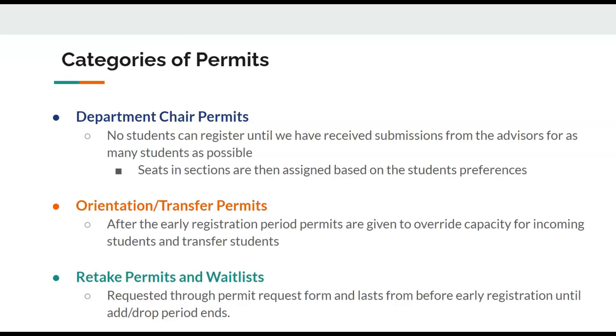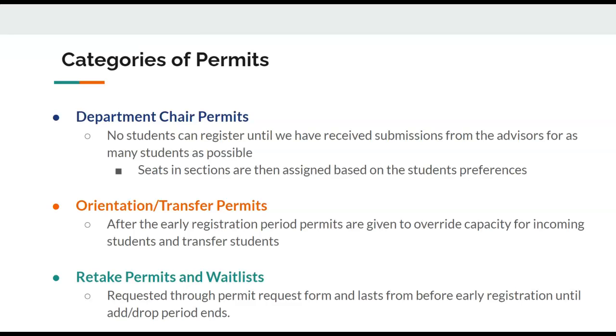Students can't register for these classes without a permit. We receive submissions from the advisors that tell us whether or not these students need these classes, and then we assign the seats based on the students' preferences. This makes sure that the students who need the classes at a certain time frame are able to register, and that other students who don't need them aren't registering for these classes.